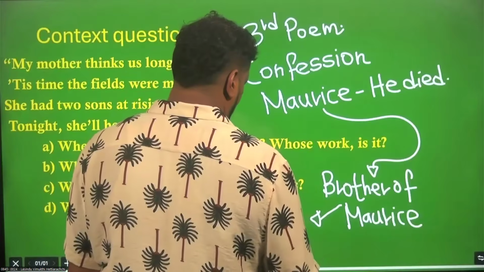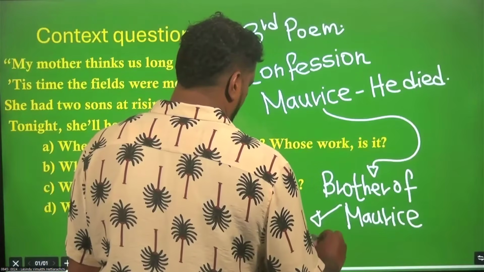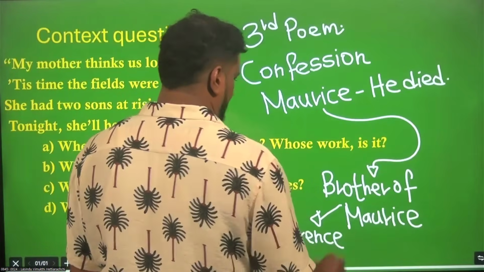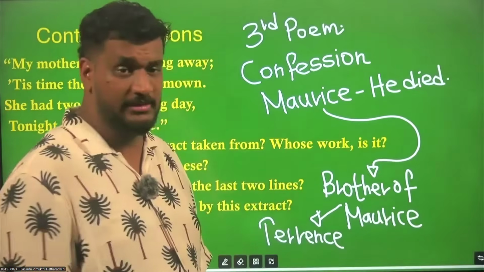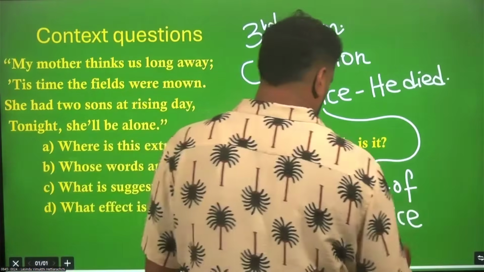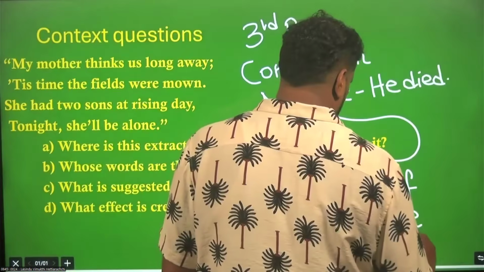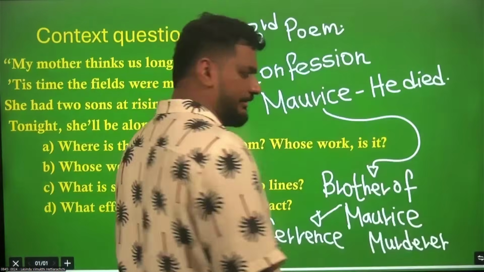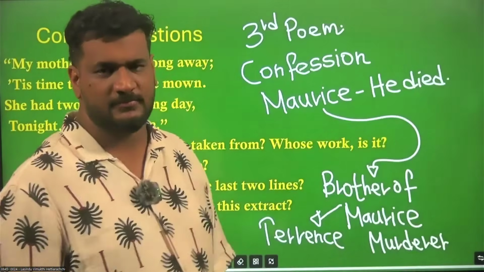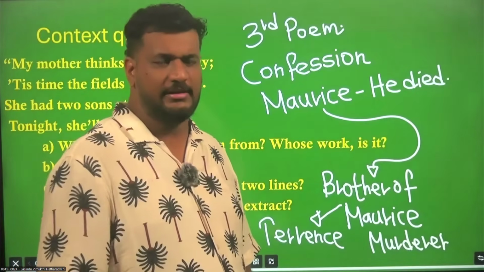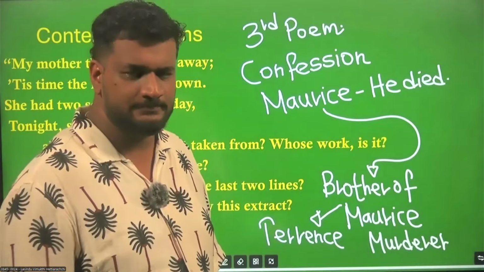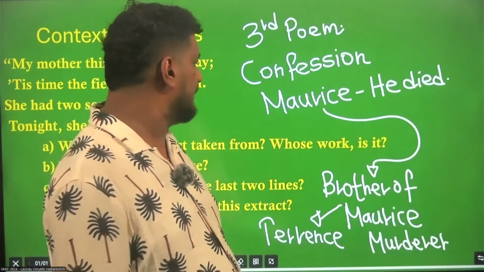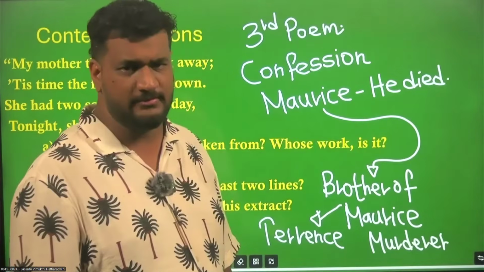Terence can be identified as the best friend of the murderer. The brother of Maurice can also be identified as the murderer, or else the criminal. He is the one who killed. Who has he killed? He has killed Maurice, his own brother.